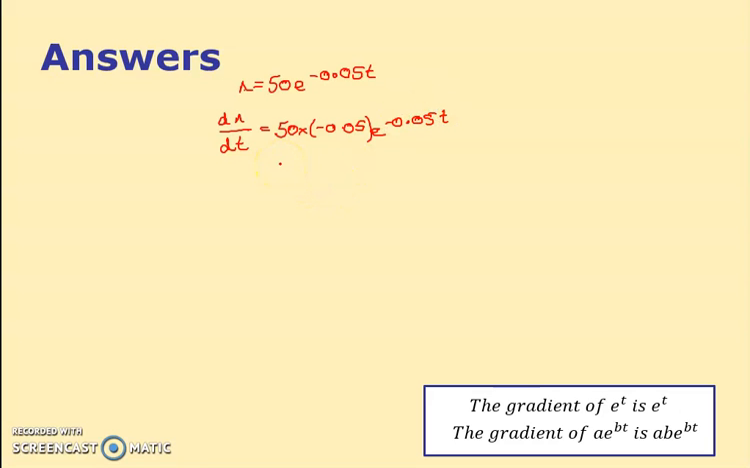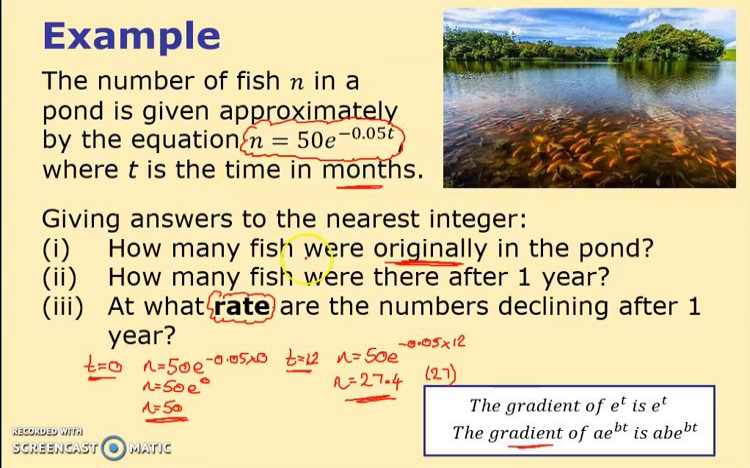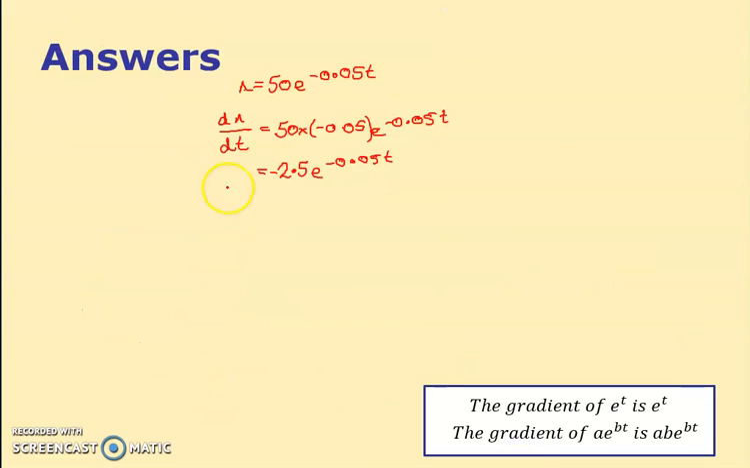So if I do 50 times that negative 0.05, it's obviously a nicer number, isn't it? It's minus 2.5 e to the minus 0.05t. And that's the gradient, that's the rate. Now, what did it want? It wanted to find it after 1 year. So after 1 year, t is 12. Therefore dN, the rate, is minus 2.5 e to the minus 0.05 times 12.